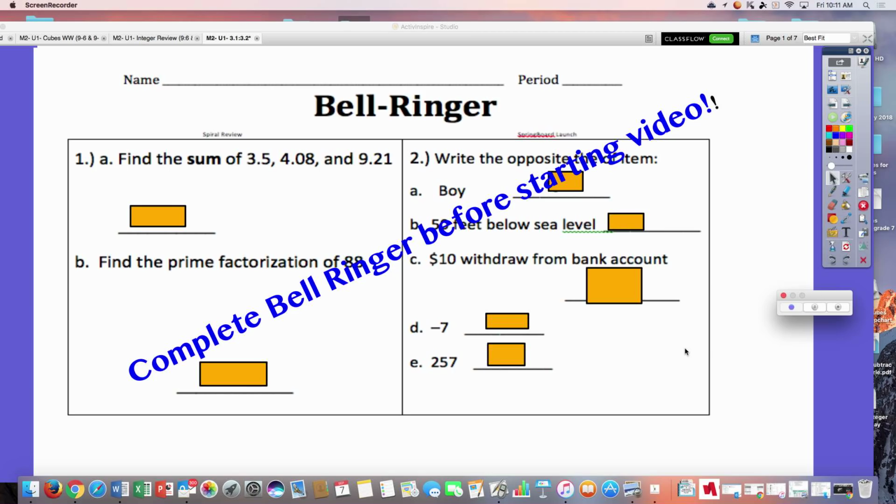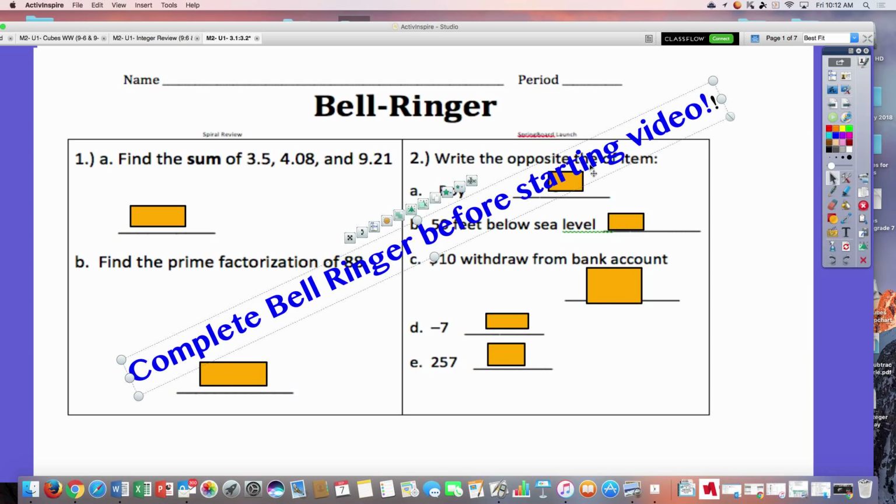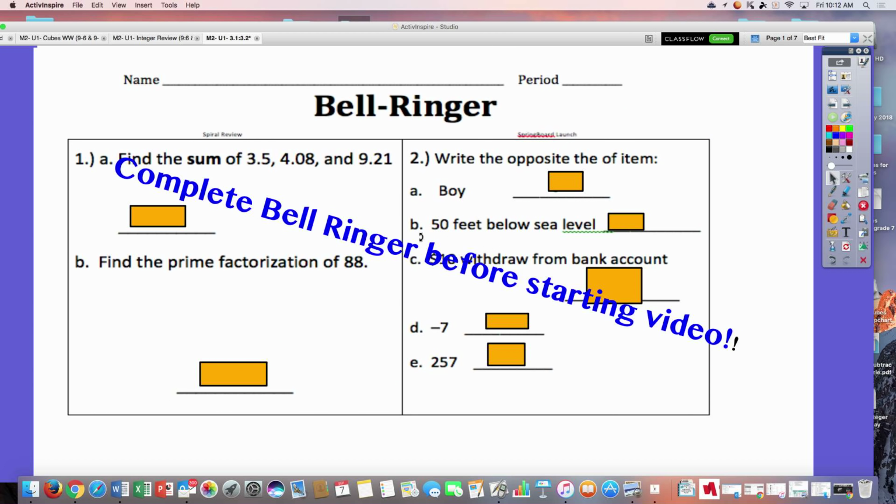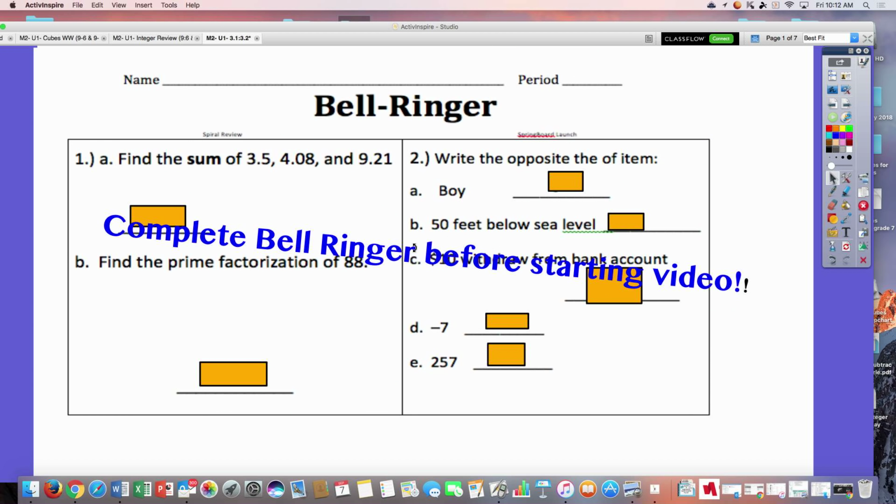If you have not completed the bell ringer, the welcome work, the fun before the fun, press pause and make sure you complete it now. Welcome back. I'm glad you're here. Hopefully you have completed the bell ringer because we're about ready to go over it.